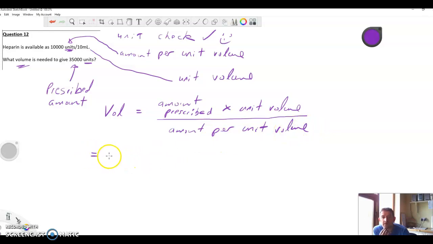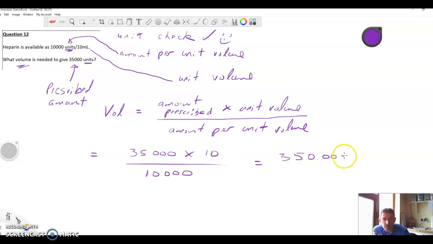The amount prescribed then is 35,000. Multiplied by the unit volume, 10. All over the amount per unit volume, 10,000. So multiply the top figure by 10, just add on a 0. So we get 350,000, 4 zeros now instead of 3. And that's all over 10,000.